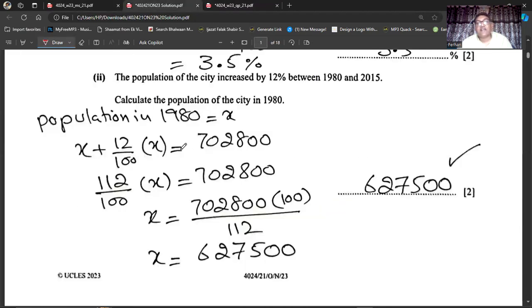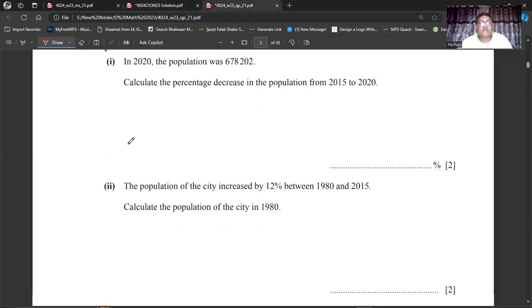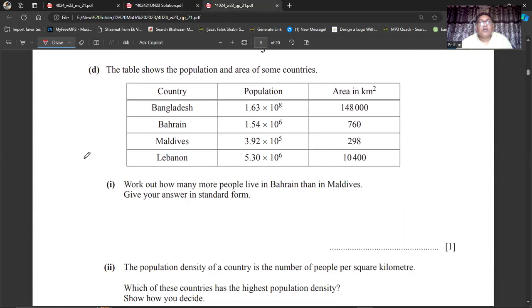627500, and that is the right answer, sir. This is how we solve it. Okay, question number 1 is D part. He says the table shows the population and area of some countries.